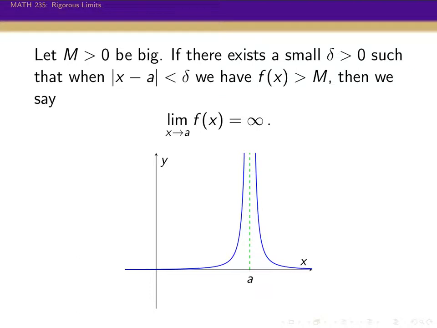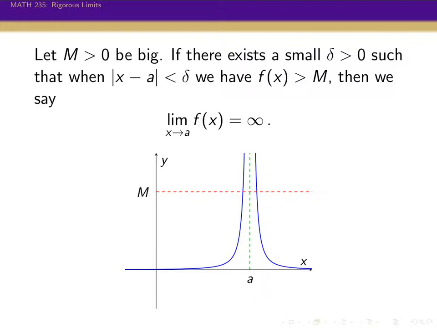So let's make sure it works. Now, the definition says first pick M to be a big number. So let's pick a big number M and put it down on the y-axis. Okay, so there's our big number M. Now we want the values of our function to be bigger than M, so let's draw a line across from M. As we draw this line across, you can see that once we get close enough to a, the values of the function go above this line.